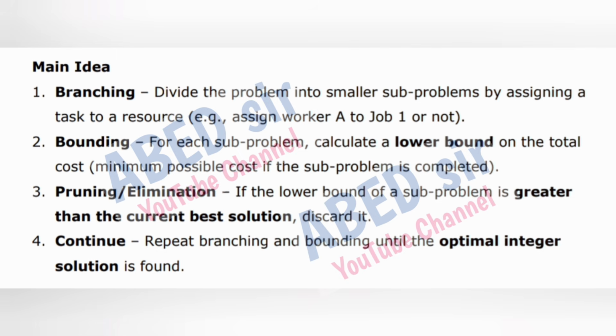Main idea. 1. Branching. Divide the problem into smaller subproblems by assigning a task to a resource. Example, assign worker A to job 1 or not. 2. Bounding. For each subproblem, calculate a lower bound on the total cost, the minimum possible cost if the subproblem is completed. 3. Pruning. Elimination. If the lower bound of a subproblem is greater than the current best solution, discard it. 4. Continue, repeat branching and bounding until the optimal integer solution is found.